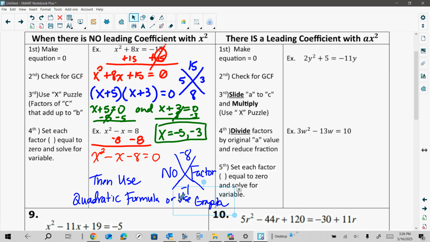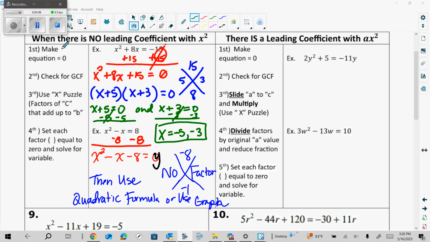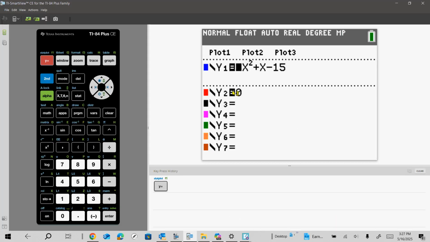So what we're going to do is write this equation as now y equals. I know it's kind of backwards, but let me open up my calculator so I can show you. I'm going to show you on the Desmos calculator as well. You should have access to that. Let me just go open it. All right, so you have to go to y equals. Let me clear these out.